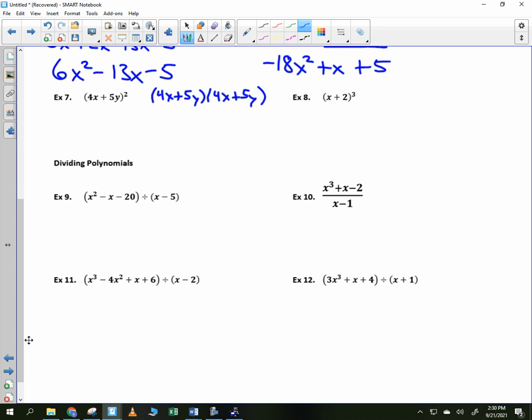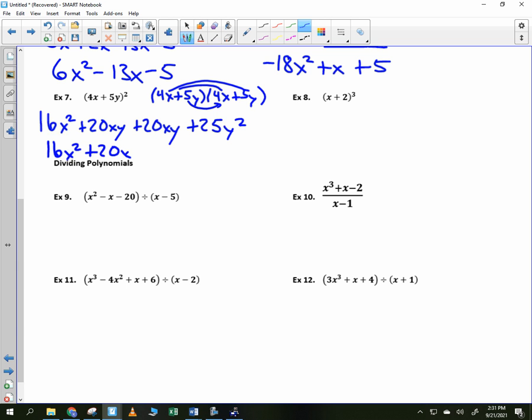So 4x times 4x is 16x squared. 4x times 5y is 20xy. Then I move on to the 5y. The 5y times the 4x, that makes another 20xy. And then that 25y squared, which we saw before. When you square something, you're always going to end up with two in the middle that are the same. Notice when you add those together, we get 16x squared plus 20xy plus 25y squared.